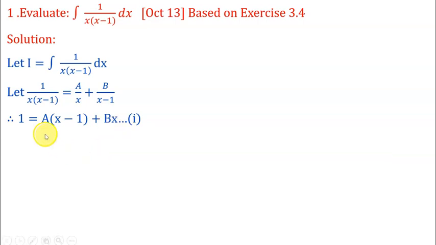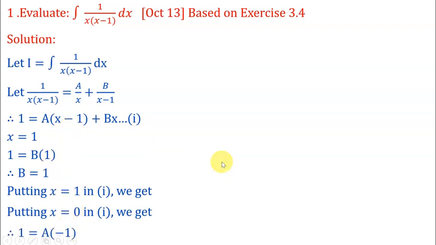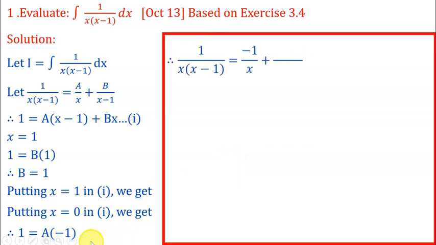First put x equals 0, then you will get your value of A. Then put x equals 1, then you will get your value of B. If you substitute x equals 1, then B is equal to 1. Now if you substitute x equals 0, then 1 is equal to A into minus 1, therefore A is equal to minus 1. So the value of A is minus 1 and the value of B is 1.